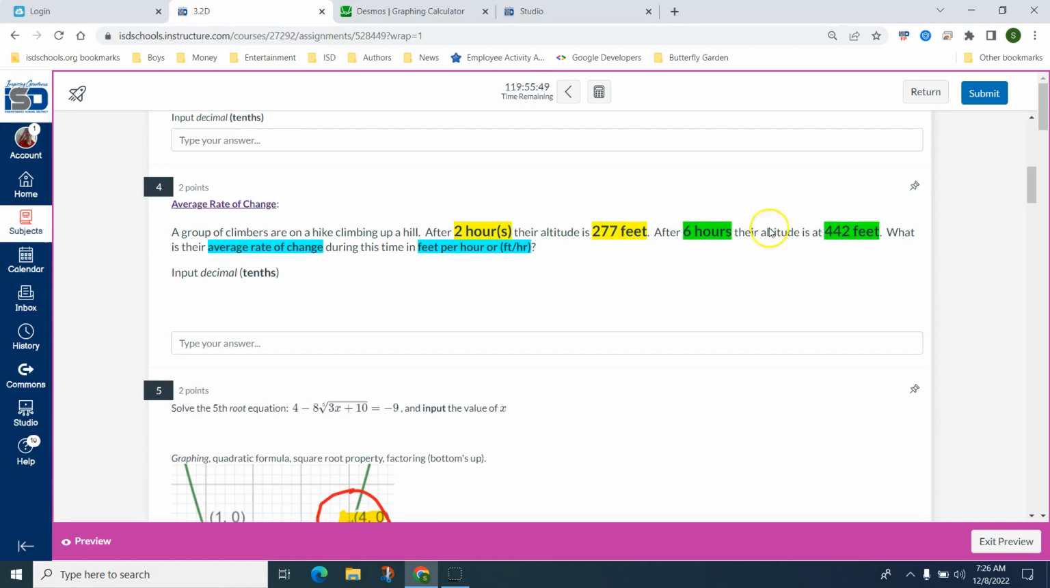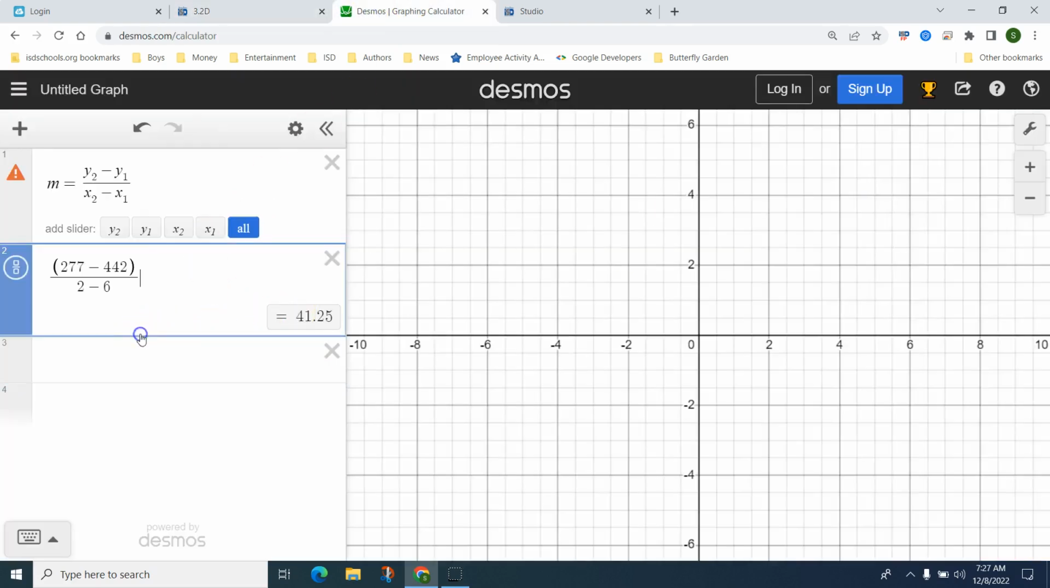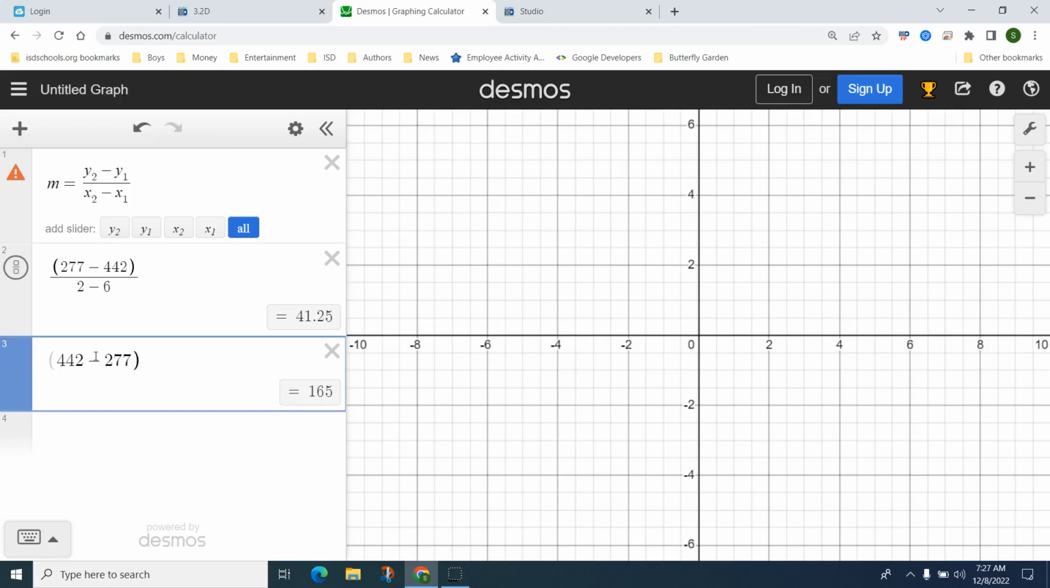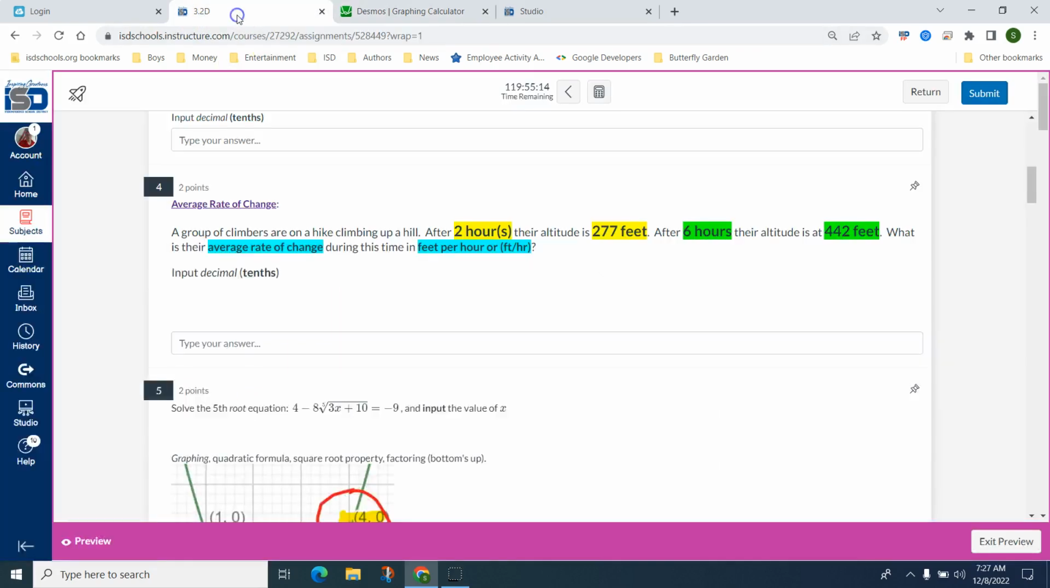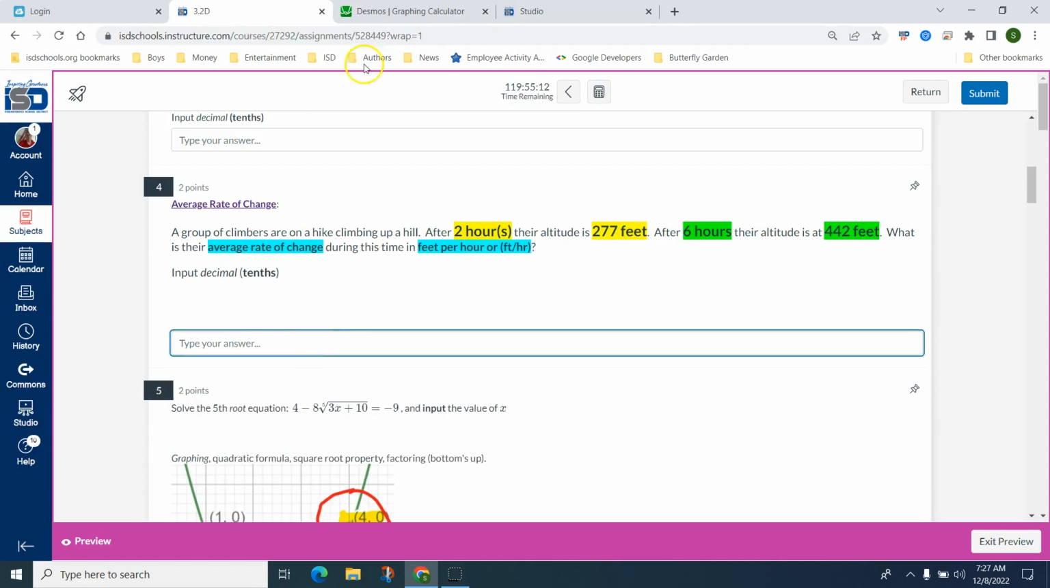They started at 277. We went to 442. So they are going up. So the slope, of course, is positive. All right. I can also go 442 minus 277. But that said, if I do that, then I have to go 6 minus 2. Because the 6 went with the 442. And again, you can see the answer is exactly the same. 41.25 is their average rate of change, or the slope of the hill. So anyway, that's how you do that problem.